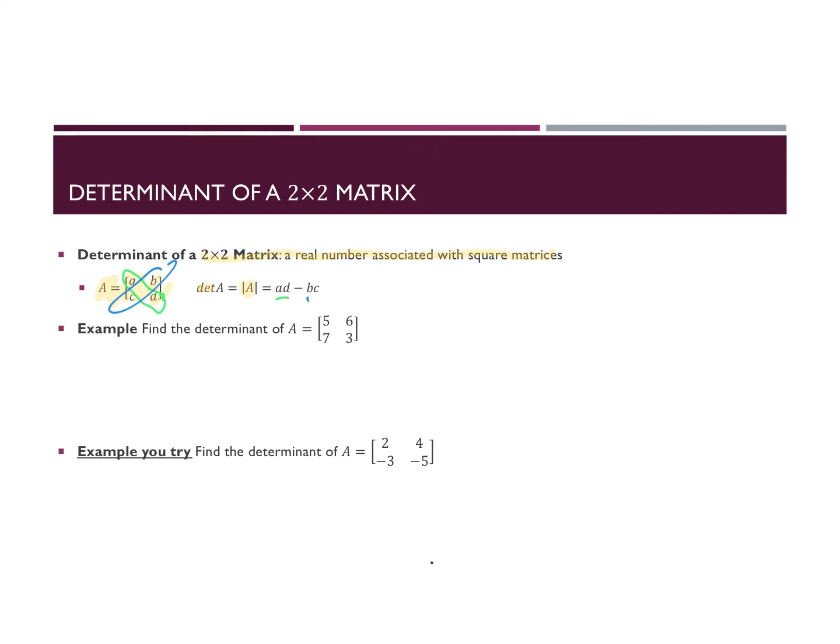So for the determinant of matrix A here, we'll take 5 times 3, so we're finding this diagonal, and subtract the diagonal going from bottom left to top right, 7 times 6. So 15 minus 42 is negative 27. And that's your answer. You're done. Try the example you try.